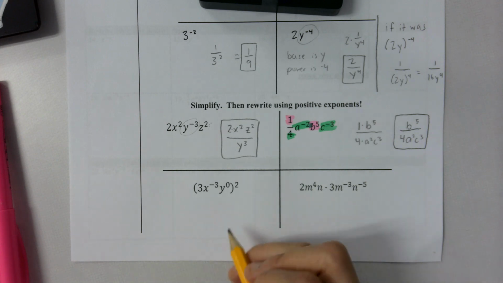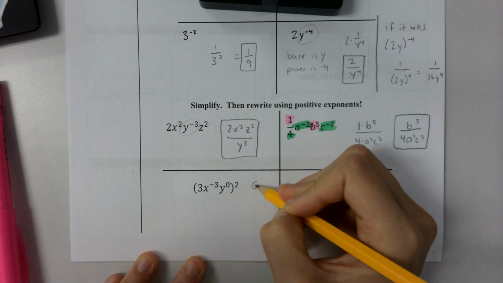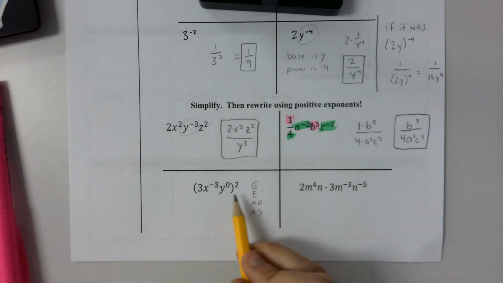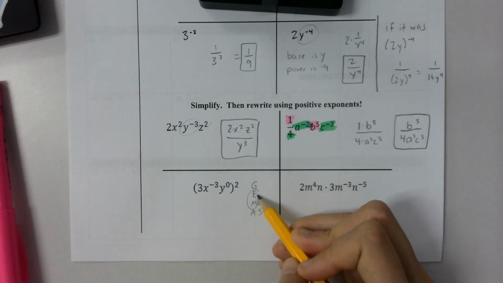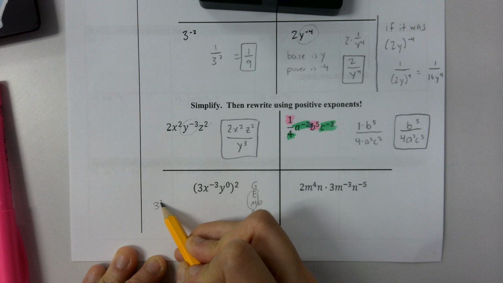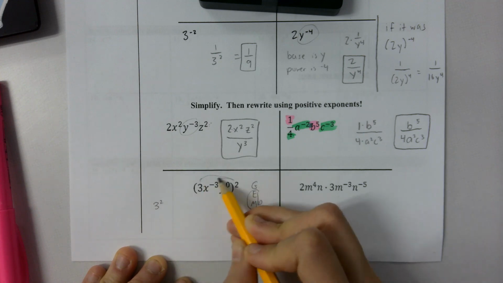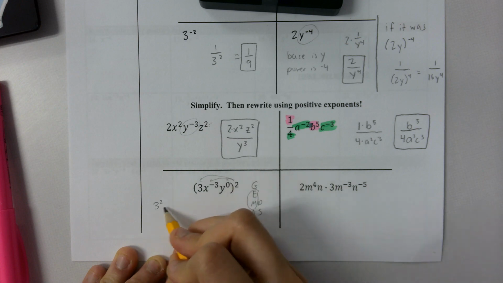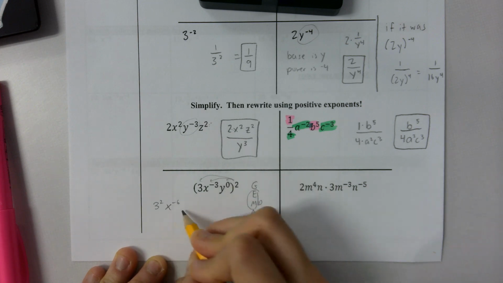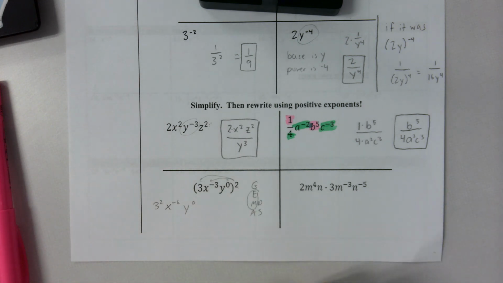Okay. This next one looks a little trickier, but we just have to follow our order of operations. So remember, we have GEMDAS or PEMDAS. Right here, we have an exponent, so we're going to apply it. So we do 3 squared. Remember, this goes to all of it because it's in the parentheses, right? So 3 squared, x to the negative 6, y to the 0, because 0 times 2 is still 0.